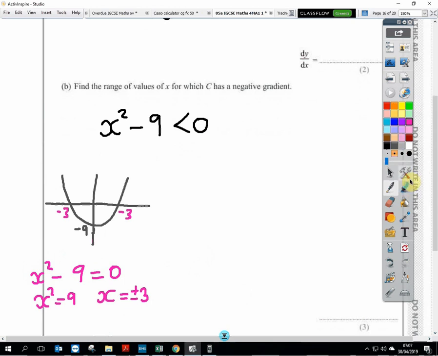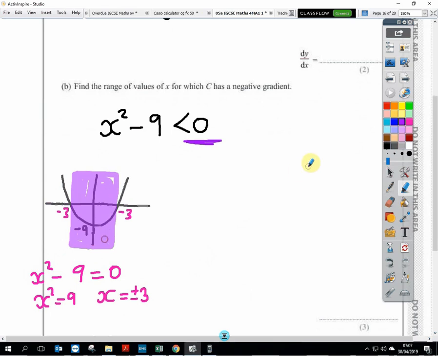Now what we're trying to do here, solving a quadratic inequality, is work out when the graph is less than 0. When is it less than 0? Less than 0 means when is it below the x-axis. So let's just draw some lines here. In this patch in the middle here, the graph is below the x-axis, beneath the x-axis.